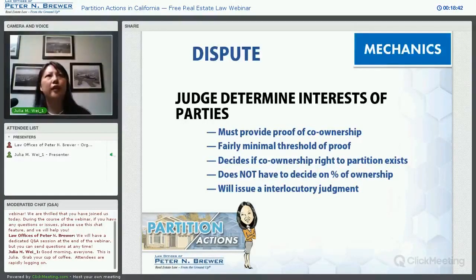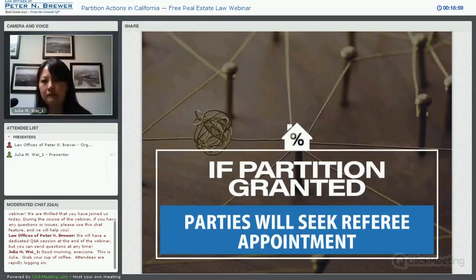The judge at this phase doesn't have to decide on things like the accounting or whether or not there are different percentages of ownership. They are really looking at the mechanics of getting you to the sale itself. So that's what's taken care of at this phase of the proceeding.